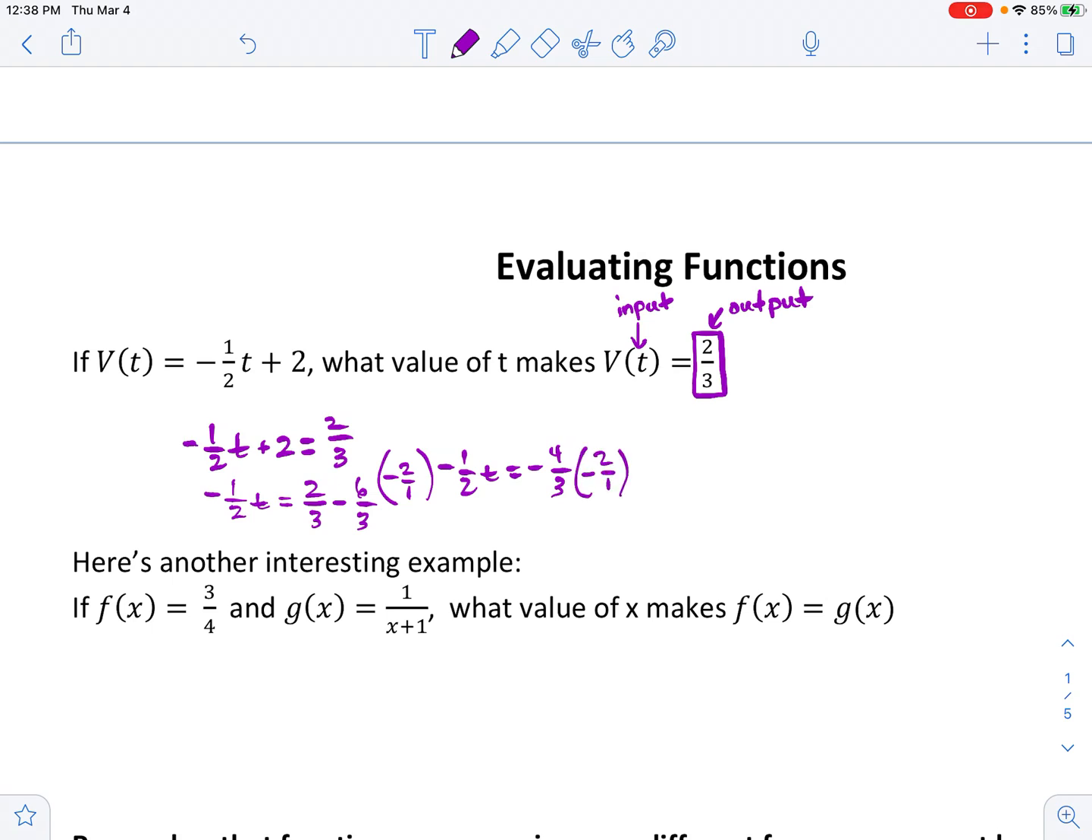Negative 2/1. And that'll eliminate these guys, and we get t is equal to, remember we multiply across and multiply across, we get positive 8/3. So t is equal to 8/3. And that tells us that when the input is 8/3, the output is 2/3.